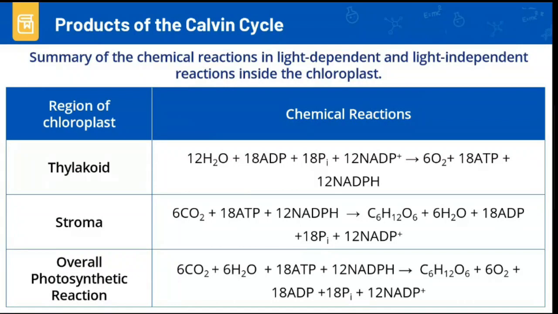Dito magkakaroon tayo ng 6 turns dun sa Calvin cycle natin or sa light dependent reaction natin to produce this C6H12O6 plus 6 molecules of water plus 18 ADP plus 18 inorganic phosphate plus 12 NADP. Now, for the overall photosynthetic reaction, ngayon, since coupling reaction ang mangyayari dito, 6 molecules of your carbon dioxide plus 6 molecules of your H2O plus 18 ATP plus 12 NADPH will give us your C6H12O6 plus 6 molecules of your oxygen plus 18 ADP plus 18 inorganic phosphate plus 12 NADP.